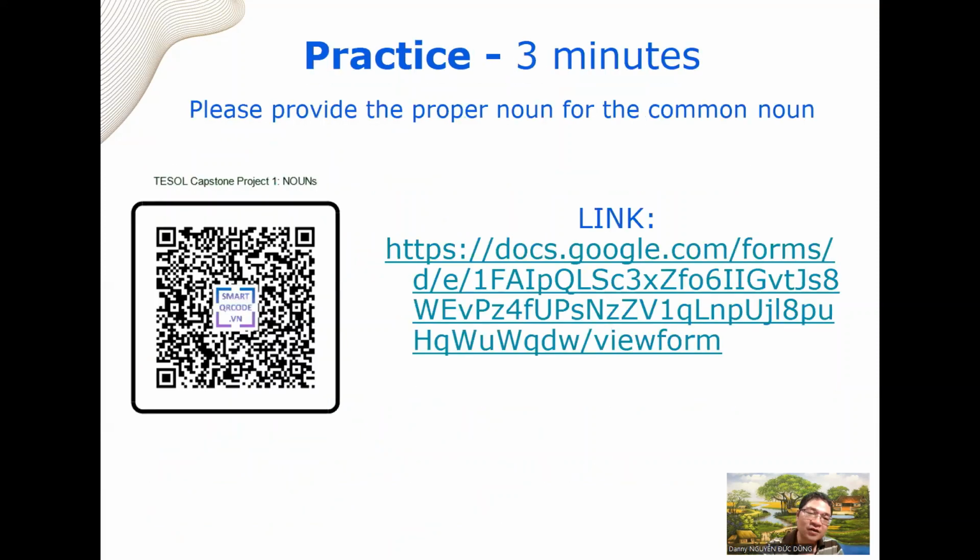Use your cell phone to scan the QR code on the left-hand side, or press on the link on the right-hand side. We have 3 minutes on the exercise.